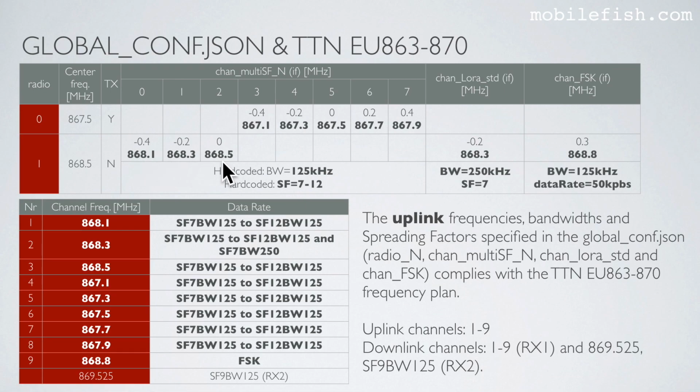The uplink frequencies, bandwidths, and spreading factors specified in the global_conf.json file comply with The Things Network AU 863 to 870 frequency plan, as you can see over here. So these frequencies match with these frequencies, and these data rates match with these data rates.